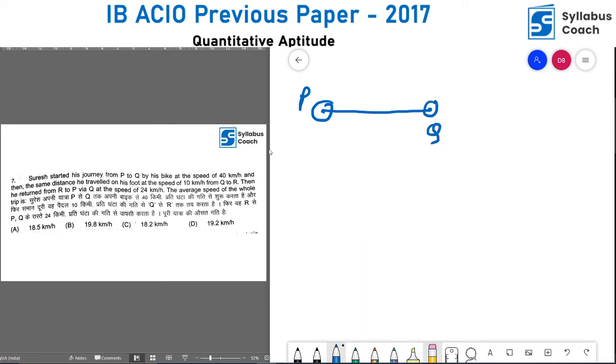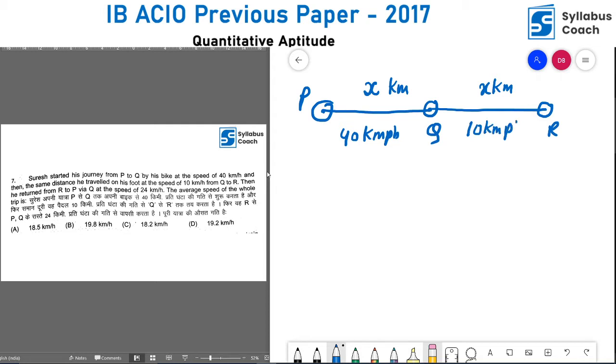He traveled at a speed of 40 kmph from P to Q, and then the same distance he traveled on foot at the speed of 10 km per hour from Q to R. Now he traveled from Q to R the same distance that he traveled from P to Q. If he has traveled x kilometers from P to Q, he traveled the same x kilometers from Q to R at a speed of 10 kmph.